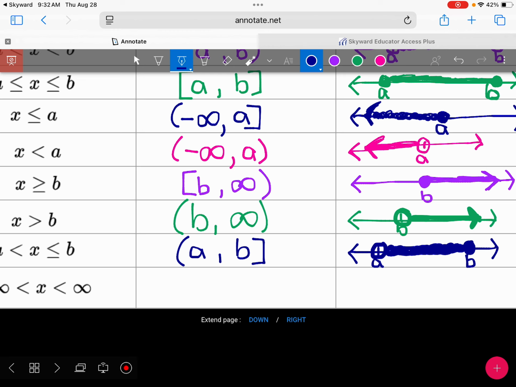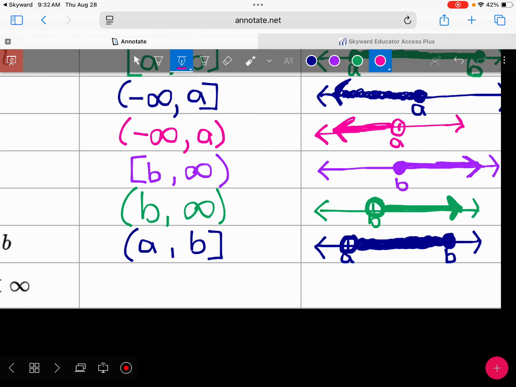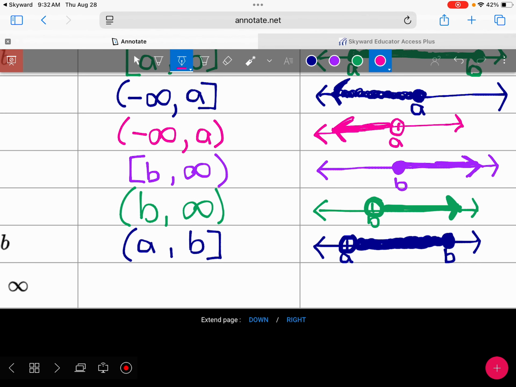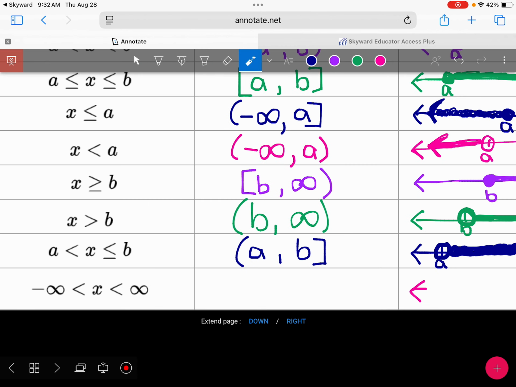What about the last one? What do you think about this? I have negative infinity, which is less than x, which is less than infinity. Why does A have parentheses? Because it was not equals to. If it was equals to is when we get a bracket. No, good question, good question.